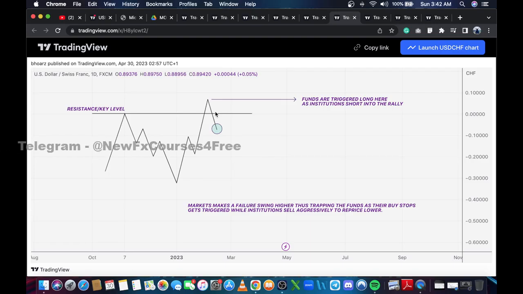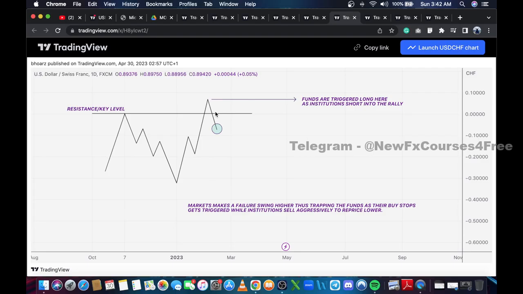So as price runs higher and these funds are triggered long, the counterparty liquidity to the funds that are triggered long is going to be smart money, aka institutions, shorting aggressively into the rally.